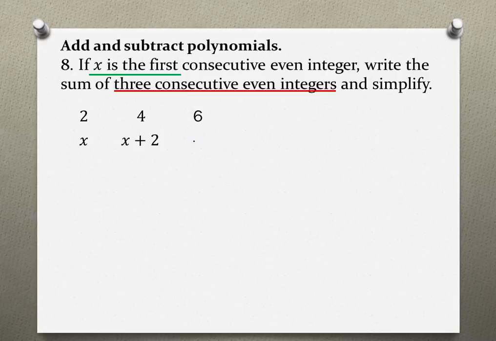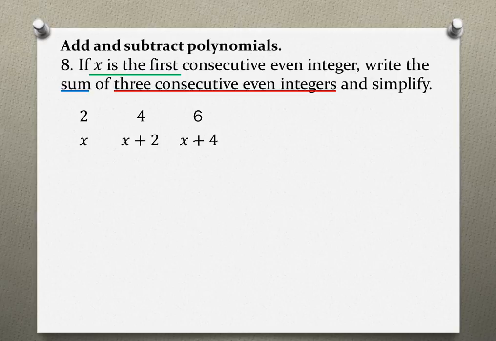Now to get to 4 using x, we would have to add 2. And this is if x is equal to 2 and we add 2, we'll get our desired answer 4. So for the next one, to get 6, we would have to add 4 to x if we're assuming that x would represent 2. So this means if x is 2 and we add 4, we will get our answer to be 6.